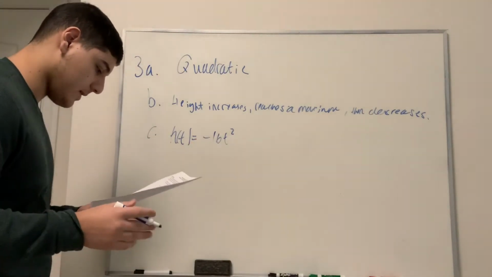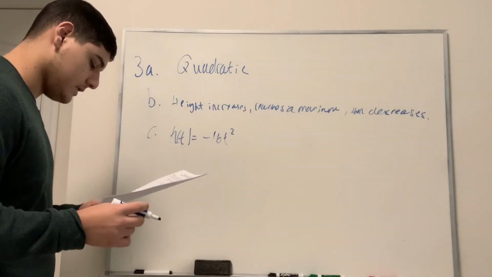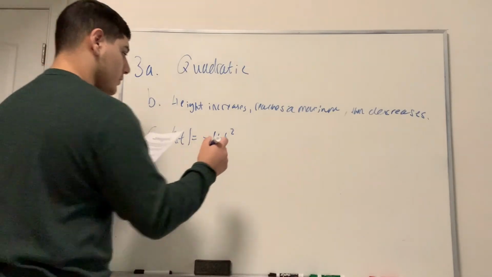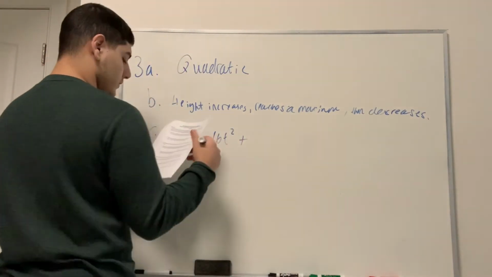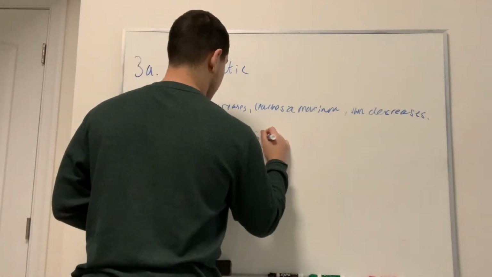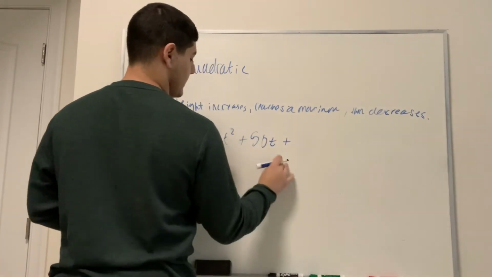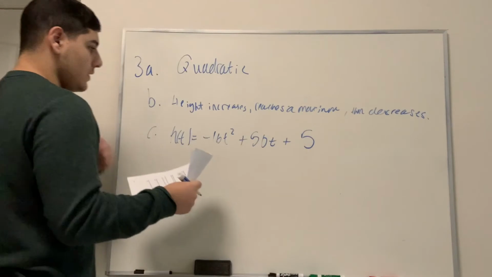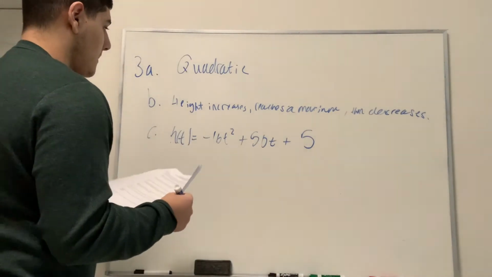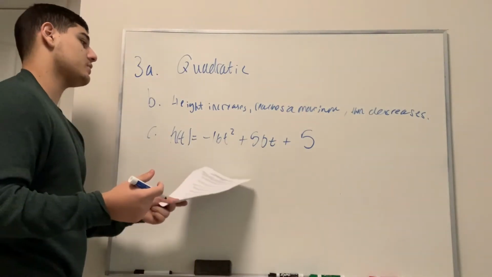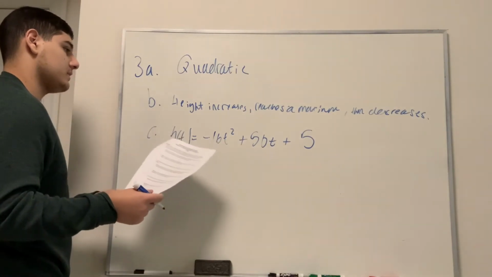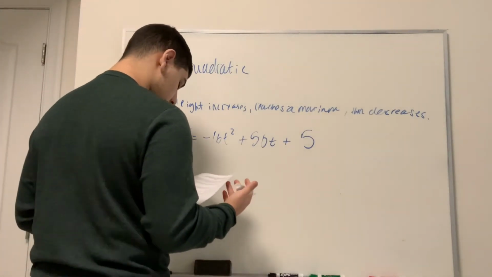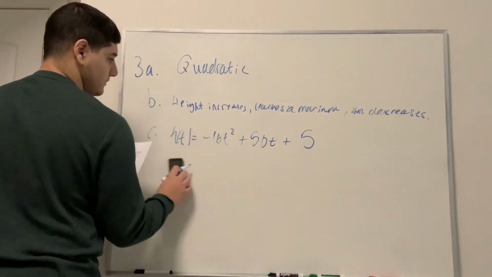Okay, anyway, so what function models the height? So we're gonna add the initial velocity 50t, because it changes with respect to time also. And then we're gonna add 5. So you're really adding the acceleration plus the velocity at that time plus the initial height, which is interesting. So, cool.